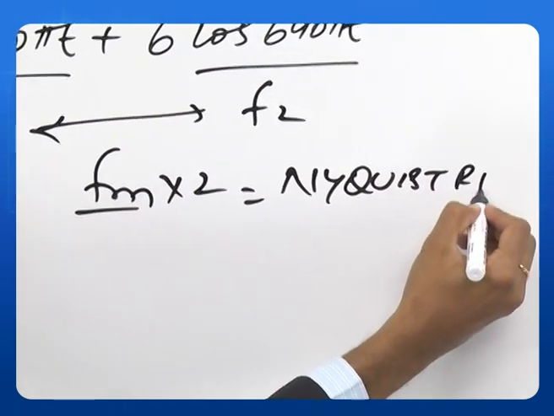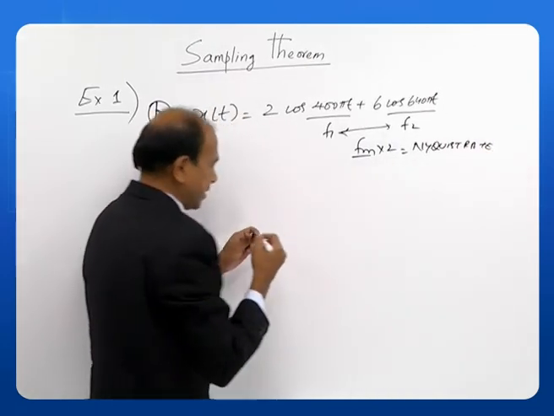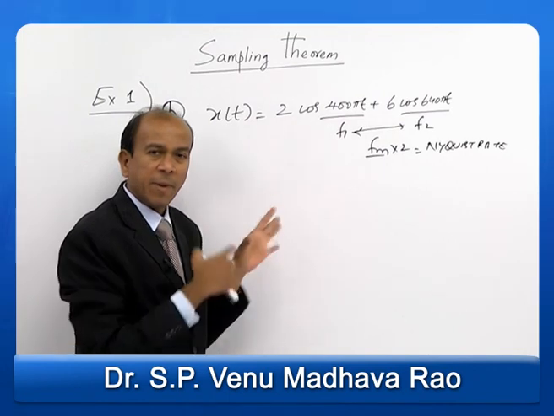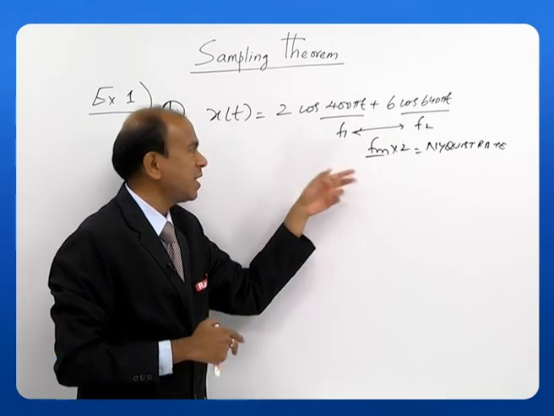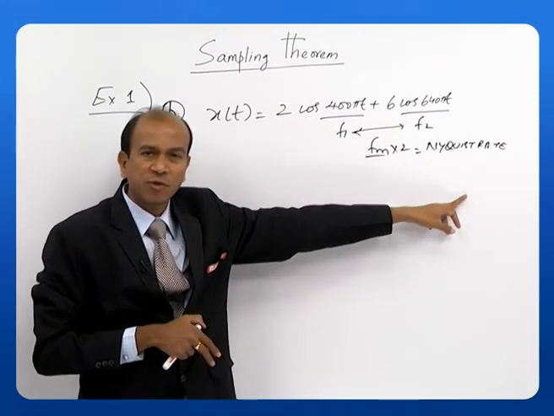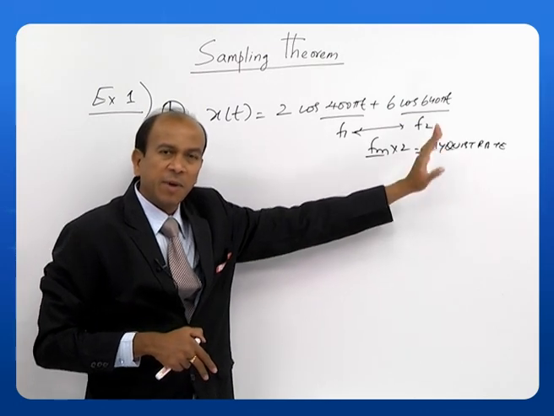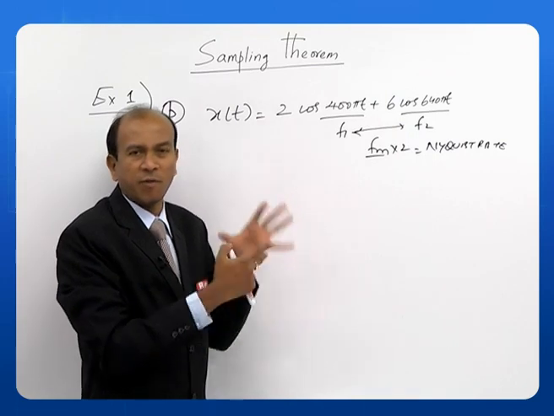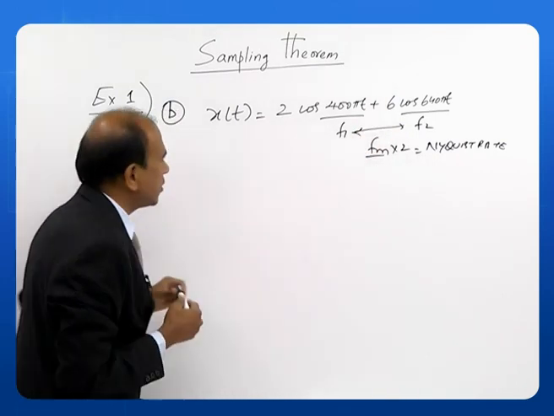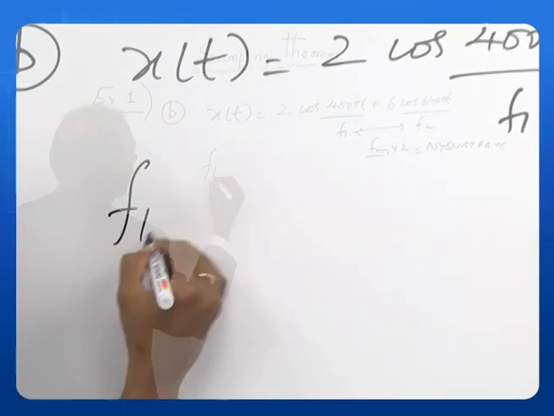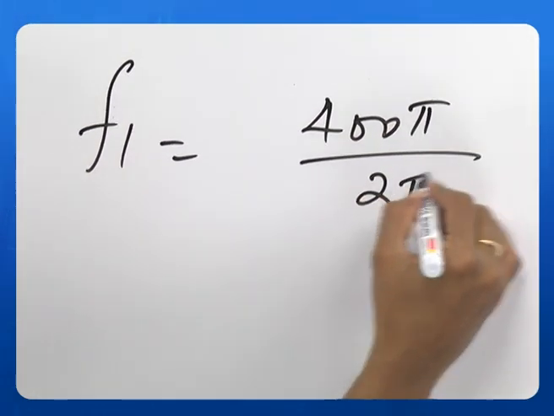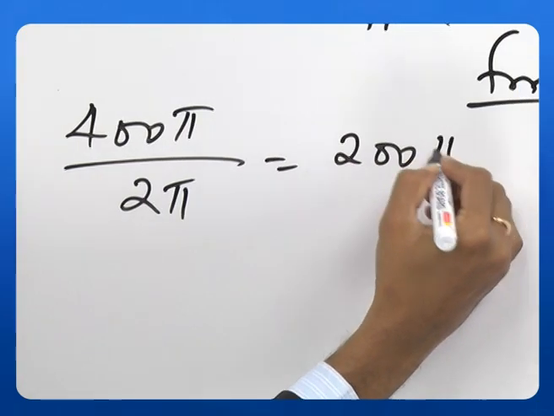This is the algorithm, or these are the steps which you have to follow. Identify the frequency components f1, f2, compare them, identify the highest frequency, multiply it by 2, and you will get the Nyquist rate. Take the inverse of this and you will get the Nyquist interval. That is the algorithm, flowchart, or whatever you call it. Let us see what f1 is here. f1 is equal to 400 pi by 2 pi, so this is equal to 200 hertz.